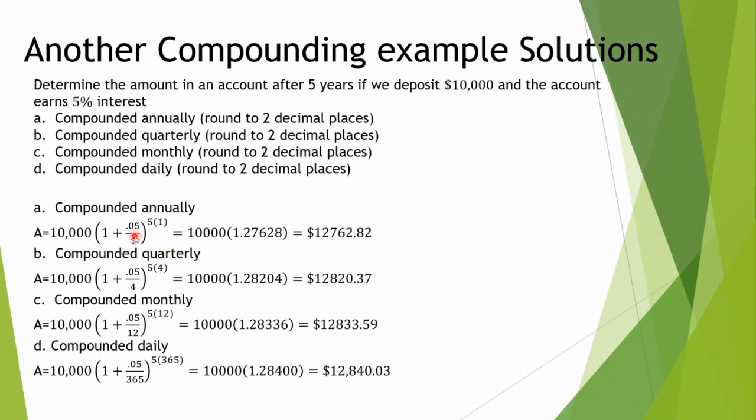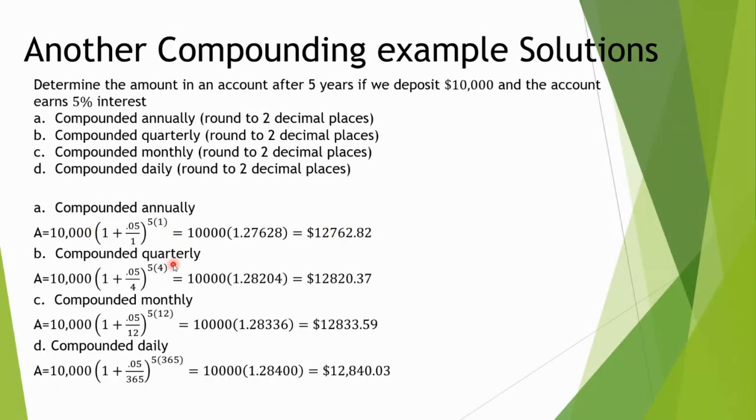right? Again, your R is 0.05, 5% written as a decimal. Your N is 1, okay? And when you do all that, you do what's in parentheses first, and you raise it to the 5th as well, like so, and you should get this. If you got something different, say something or do the hand raise feature. Okay, that's for annually.